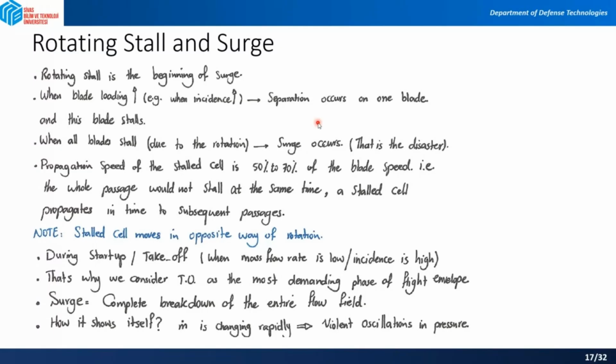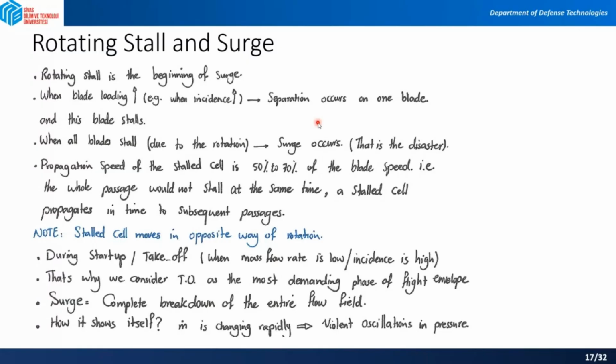We might have this rotating stall during the startup or takeoff, when our mass flow rate is low and our incidence angle is high. That's why we consider takeoff as the most demanding phase of the flight envelope. And surge means complete breakdown of the entire flow field.